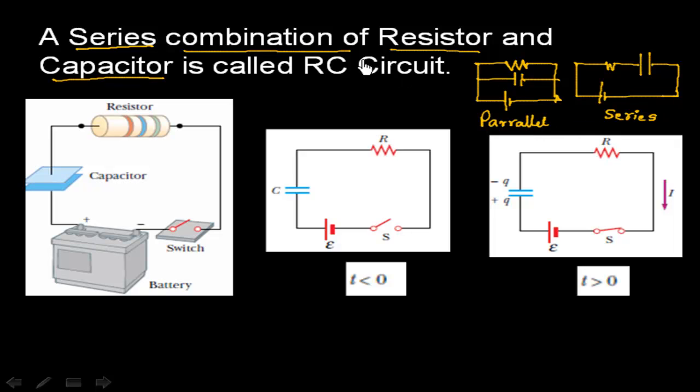But in an RC circuit we have resistor and capacitor in series. So this is not an RC circuit. So this one is not an RC circuit and this one is an RC circuit.